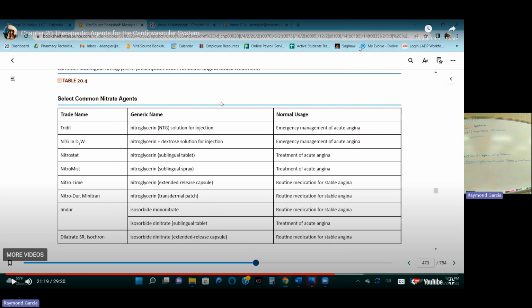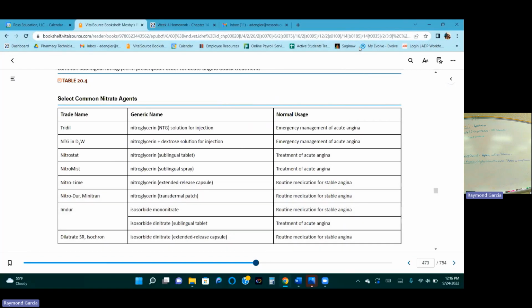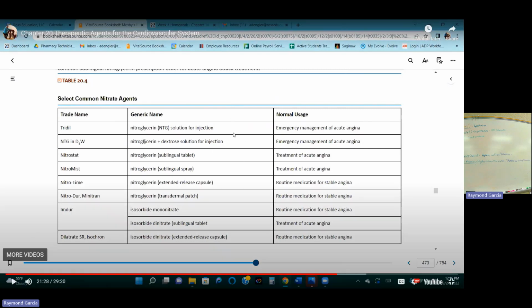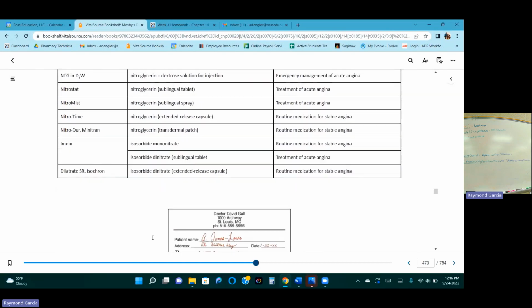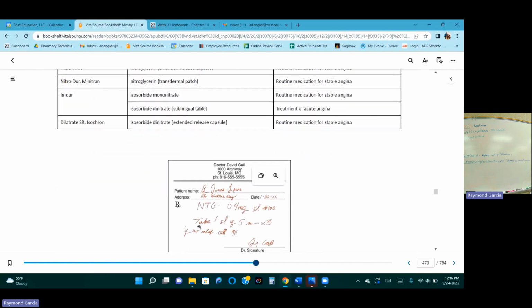So she's about to start talking about certain nitrates. Nitroglycerin's the main one here. And then you've got isosorbide mononitrate and isosorbide dinitrate. Table 20.4 lists select common nitrate agents. Nitroglycerin has a bunch of different types of medications and a bunch of different dosage forms, which all treat chest tightness, chest pain. Isosorbide mononitrate and dinitrate.